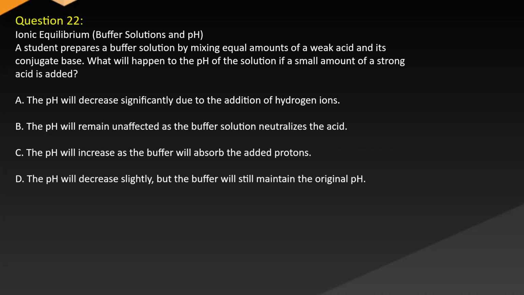Question 22. Ionic equilibrium, buffer solutions and pH. A student prepares a buffer solution by mixing equal amounts of a weak acid and its conjugate base. What will happen to the pH of the solution if a small amount of a strong acid is added? A. The pH will decrease significantly due to the addition of hydrogen ions. B. The pH will remain unaffected as the buffer solution neutralizes the acid. C. The pH will increase as the buffer will absorb the added protons. D. The pH will decrease slightly, but the buffer will still maintain the original pH.